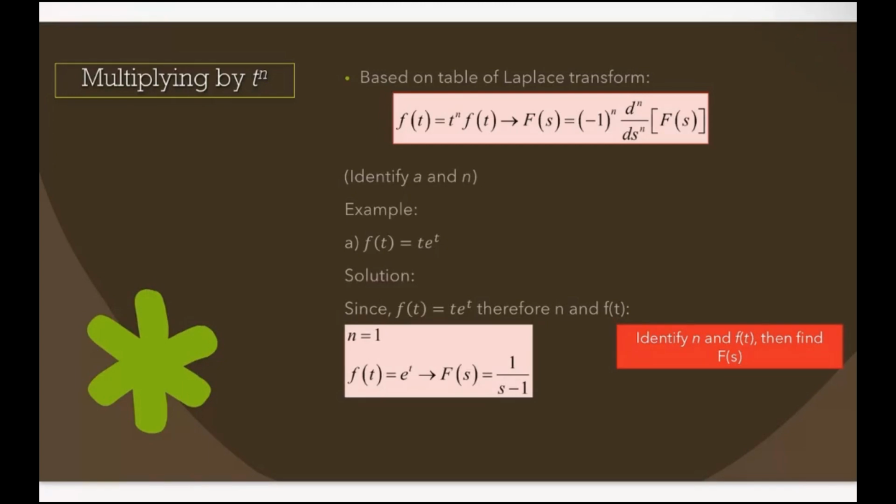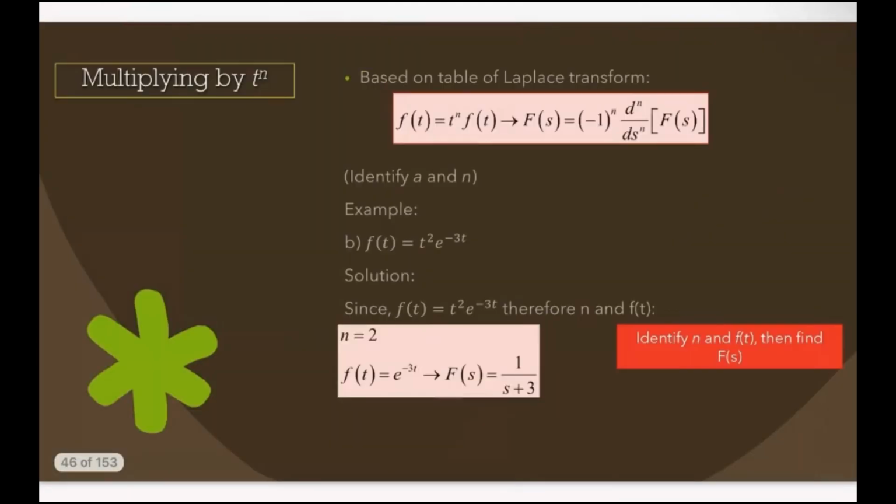Another example. Find the Laplace transform of t squared e to the power of minus 3t. So here we have t to the power of n, where n is 2. And f(t) is e to the power of negative 3t.